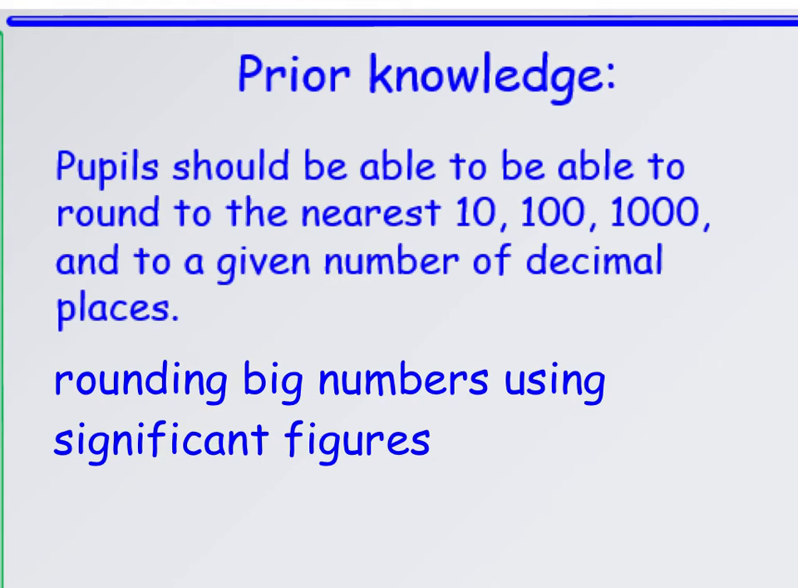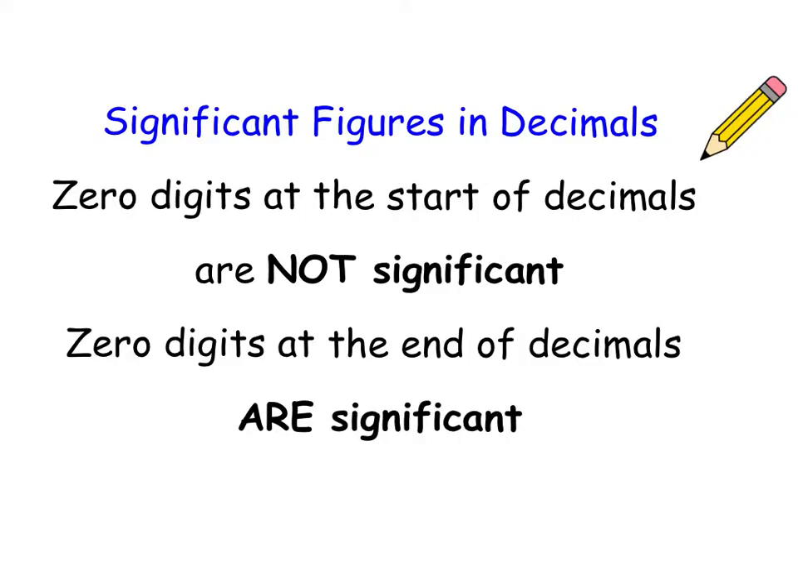Prior knowledge is that you should already be able to round to nearest 10, 100 and 1,000 and decimal places, and hopefully you've already watched the first video of the series, which is rounding the big numbers. So this is where I've got a little pencil mark, so if you're doing this as one of my pupils, this is a bit I would get you to copy down. So significant figures and decimals, different little rules to take in here.